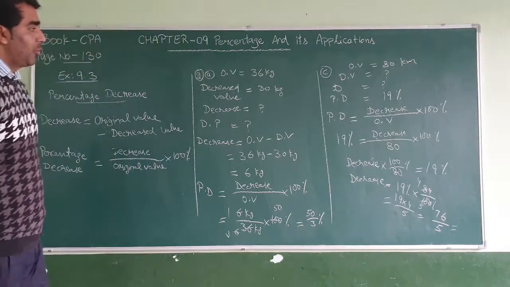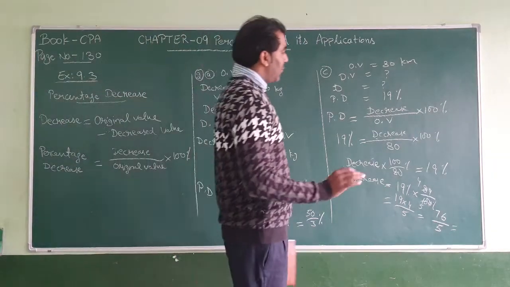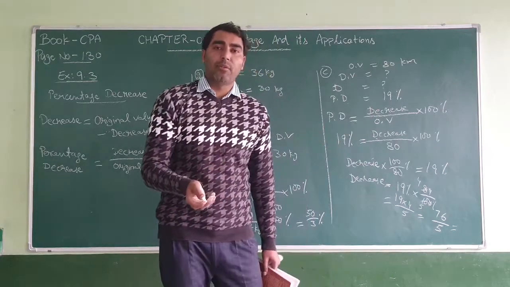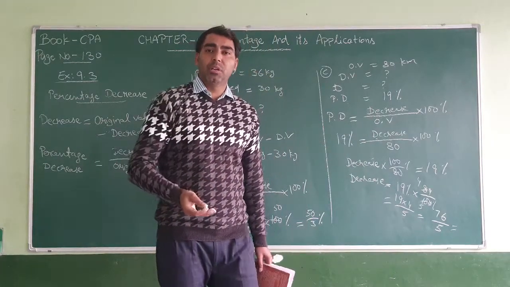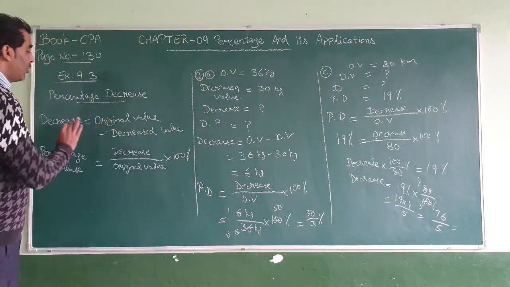I hope you have understood. Simply, firstly we will check how many values and what values we have. Then we will convert into other values. Just put the values in these formulas.